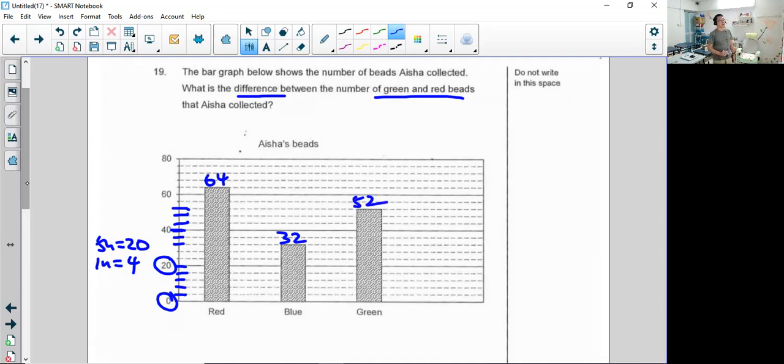Okay, then what is the difference between the green and the red? You just take 64 minus 52, right? So what do you have? 64 minus 52, you will get the difference, which is 12, right? 12. So question 19, answer is 12.